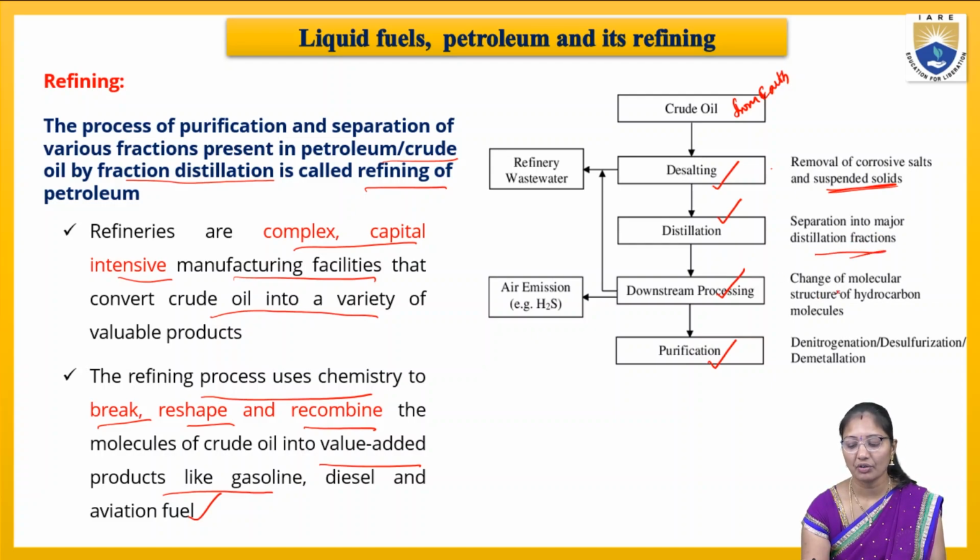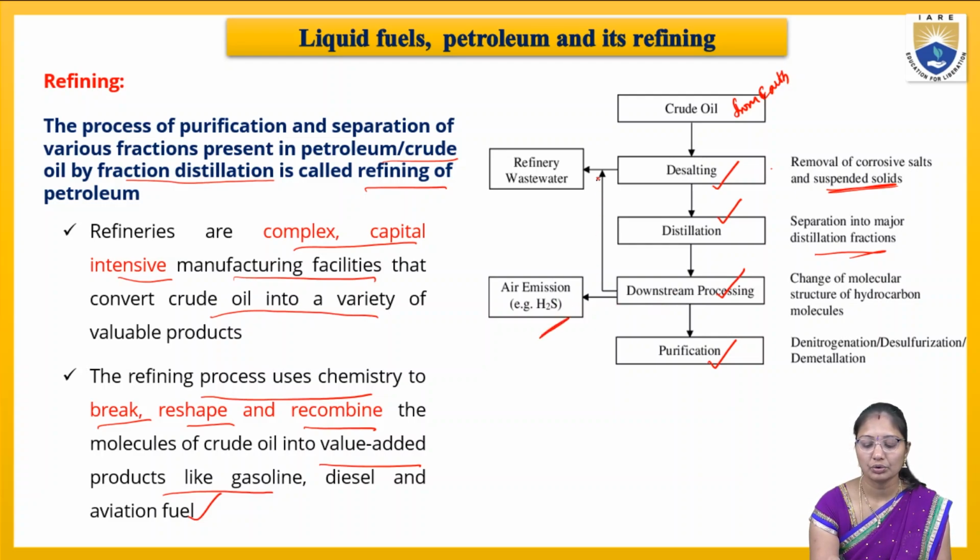Then the change of molecular structure of hydrocarbon molecules happens in the downstream processing, and some gas emissions like hydrogen sulfide are released in this process. This goes to the refinery wastewater. The water removed from desalting also goes into the refinery wastewater. After the completion of each process it also goes here, and this is the refinery wastewater.